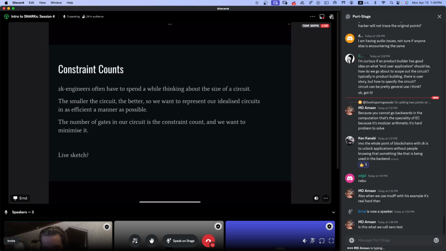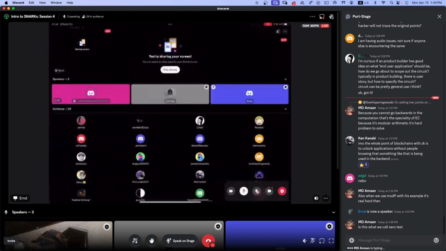And then just before the halfway point, in fact, probably further than the halfway point, we have constraint counts. I think I might have mentioned this a couple of times along the way, but this is a topic of discussion because let's just define it quickly: the constraint count is just the number of gates in your circuit.